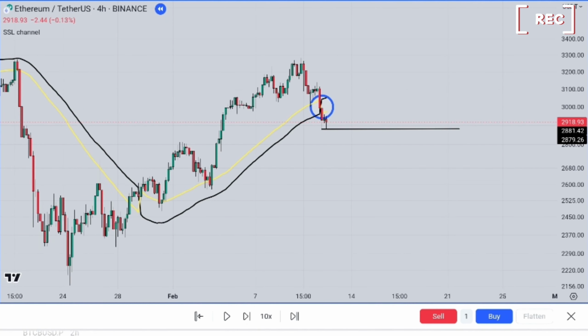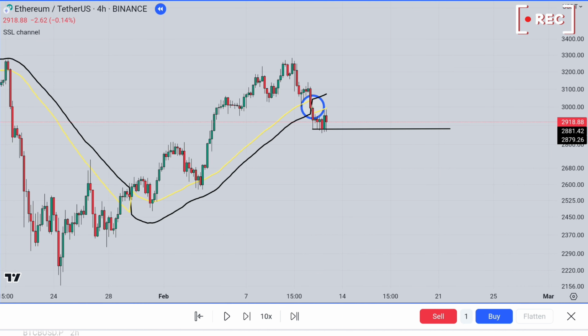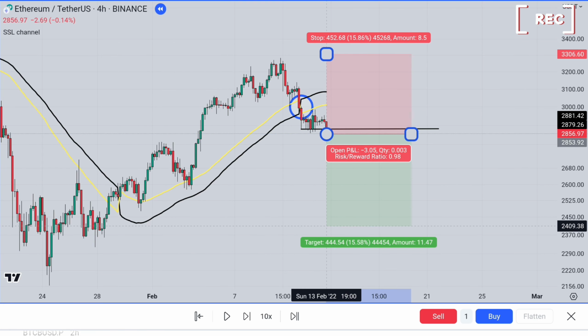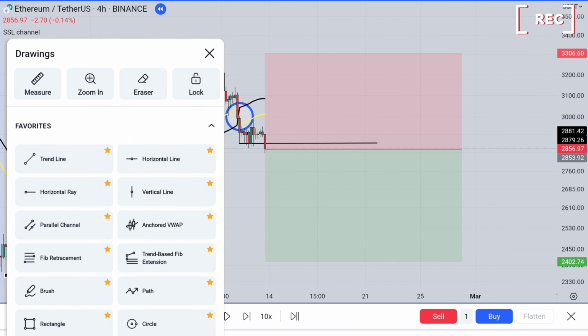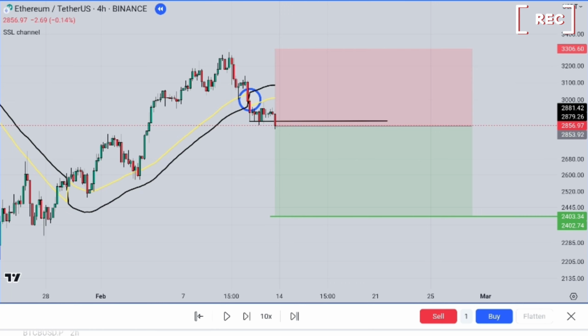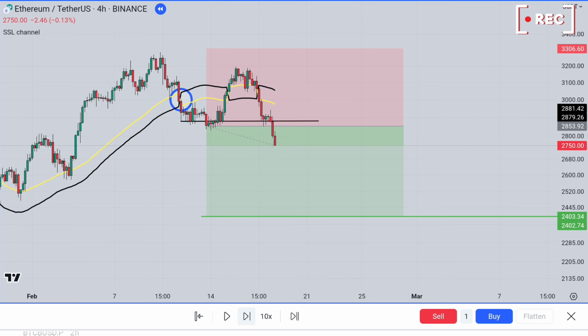As you can see, the yellow line of the SSL channel indicator has crossed below the black line. This is a sell signal, but we should draw our support line at the lowest level formed. We will open a trade at the closing level of the bearish candlestick, which closed below the support line. And our first target is the 1-to-1 reward level.